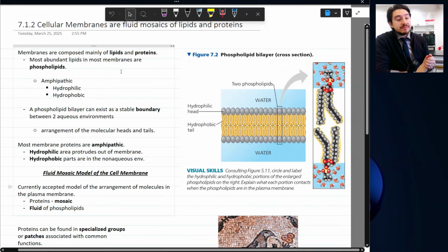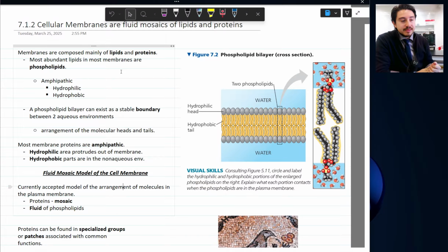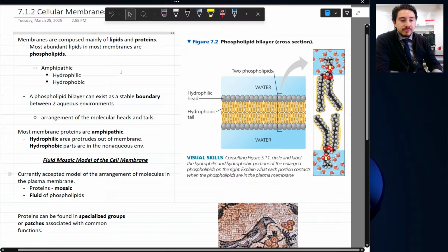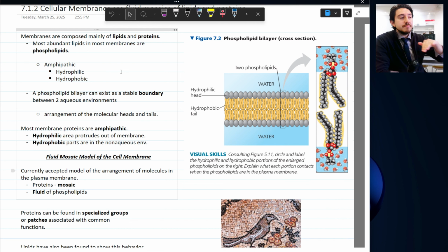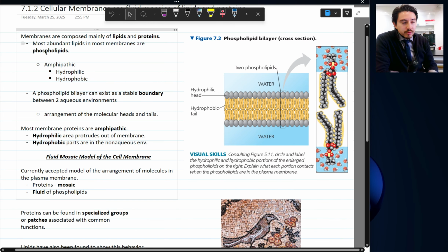So 7.1, cellular membranes are fluid mosaics of lipids and proteins. As we know already, right, the cell membrane is made up of a phospholipid bilayer. Okay, but the membrane itself of cells, they have the phospholipid bilayer, and they have proteins that are embedded within that bilayer. Okay, we need to really understand the idea of phospholipids. So we're going to look at the structure really quick.